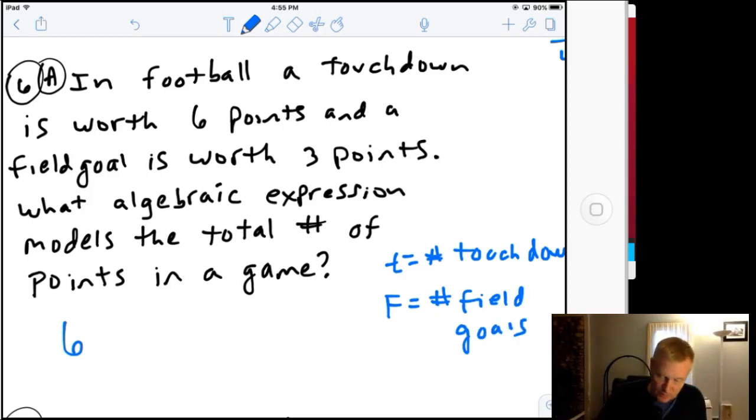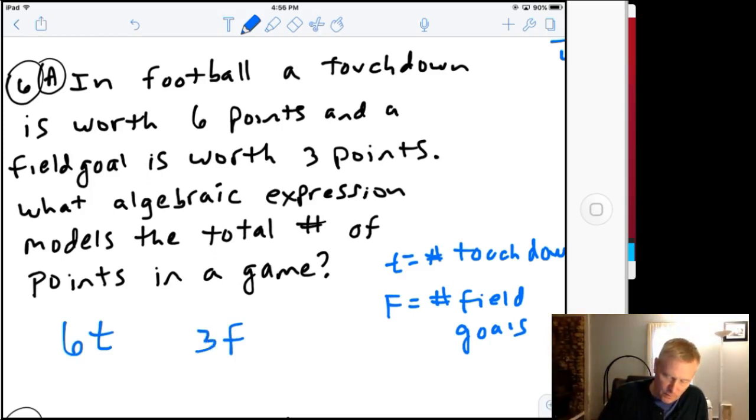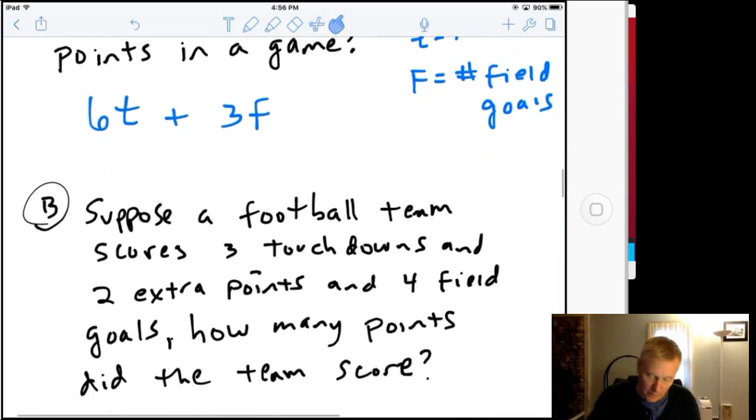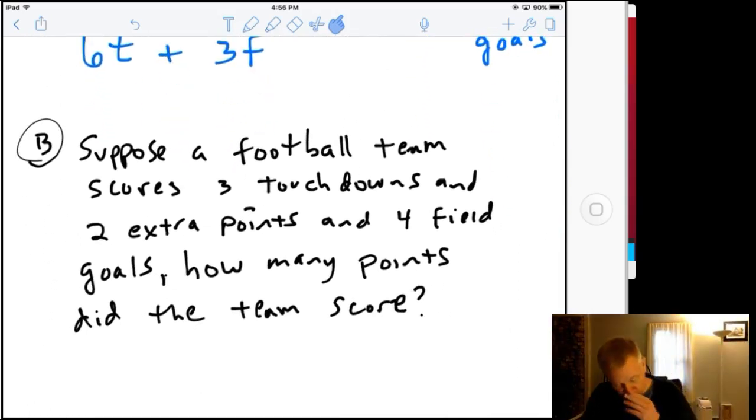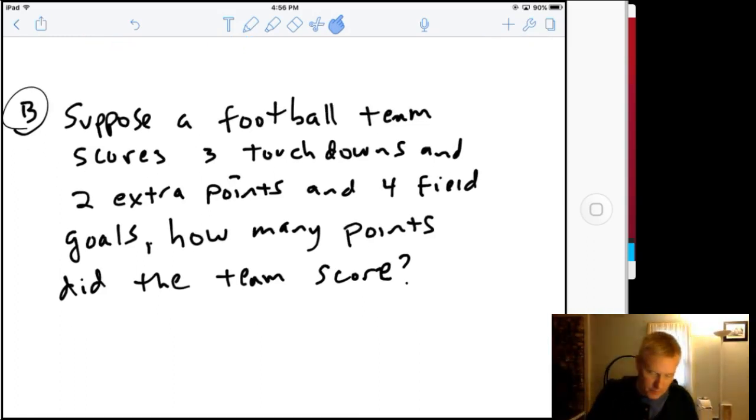All right, so 6 points for a touchdown. So that would be 6 times T. Field goals are worth 3 points. So if I add those together, that would give me the total number of points in the game. Now here's the silly part, because part B, all of a sudden, now they throw in the extra points. I took this problem right out of the book, so I can blame Pearson's success net for that one.